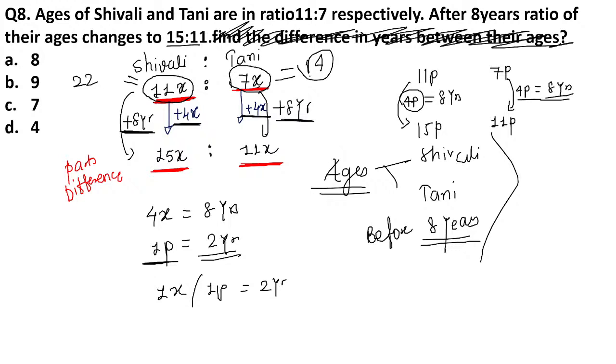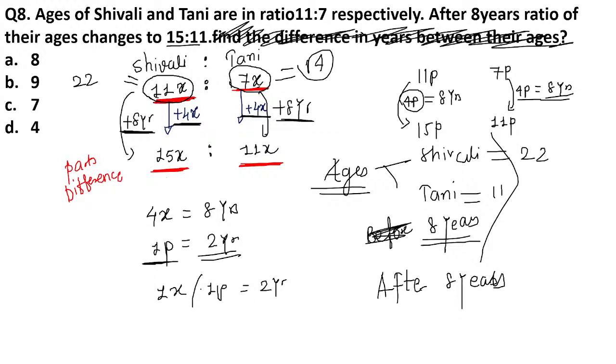Please, if you are not able to understand, I'll repeat thrice. But make sure that you're understanding the things over here. But instead of asking this question, this is 22 and Tani's age is 11. So instead of before, if they asked you after 8 years, what was the current age of Shivali and Tani, then what will be your answer, student?